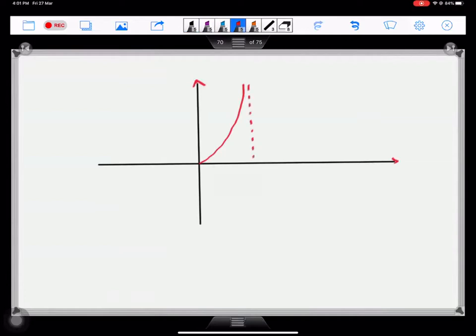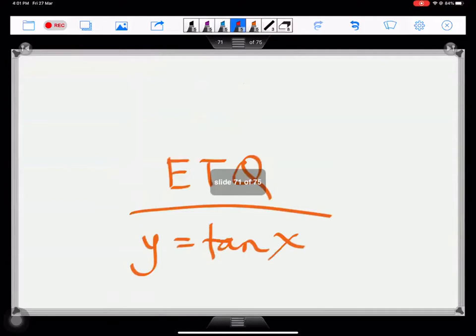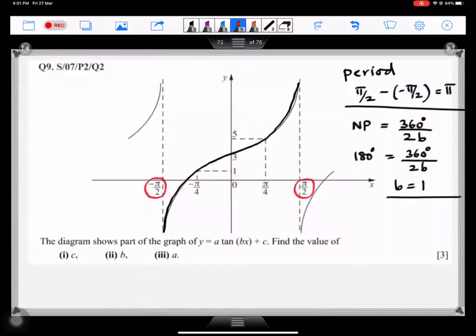Is there anyone stopping the graph from going back? No one is stopping the graph from going back. That means if I continue this graph, it would be like this. So this is minus 90 to 90. Okay, minus pi by 2 to pi by 2. So therefore the value of b is 1. You can write it as it is. You can show some calculation. That's entirely up to you.